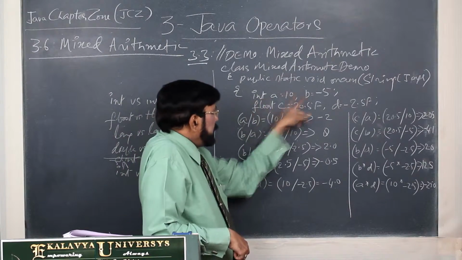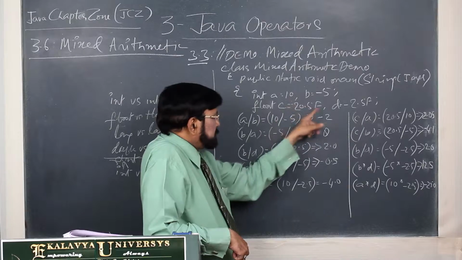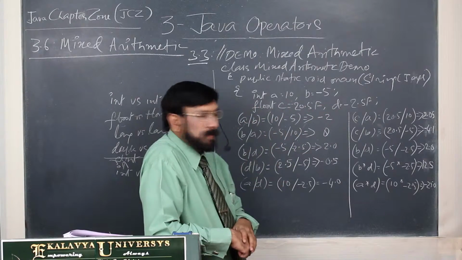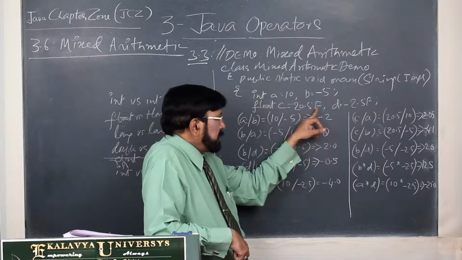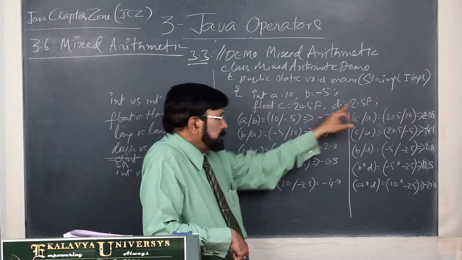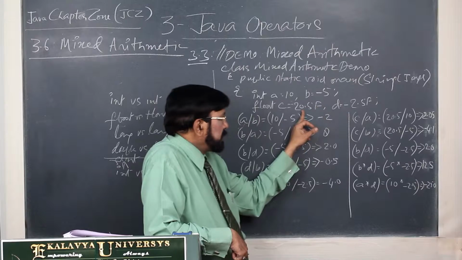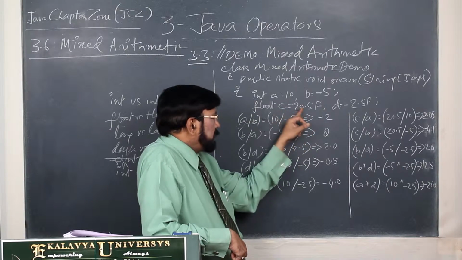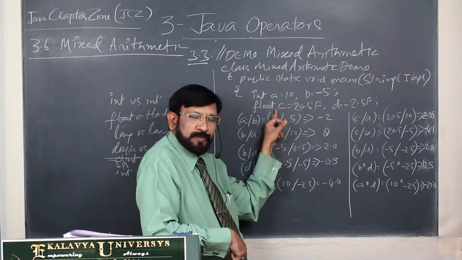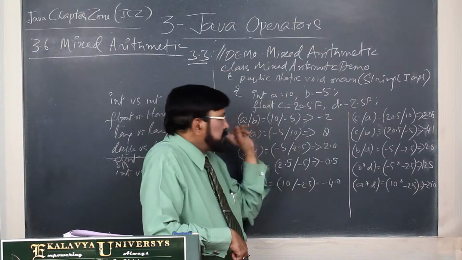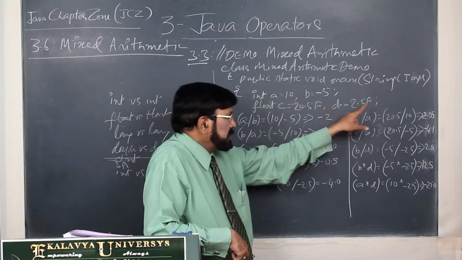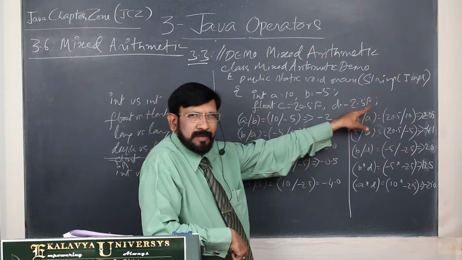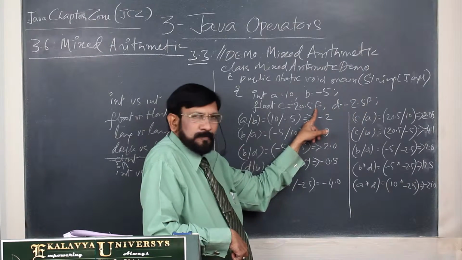Now we see a and b are ints and c and d are floats. One thing again I am telling you, in the second chapter I explained: if you don't put f here, it will be treated as a double, and if you want to store a double in a float, it leads to an error. That's why if you want it to be float, you must postfix f.